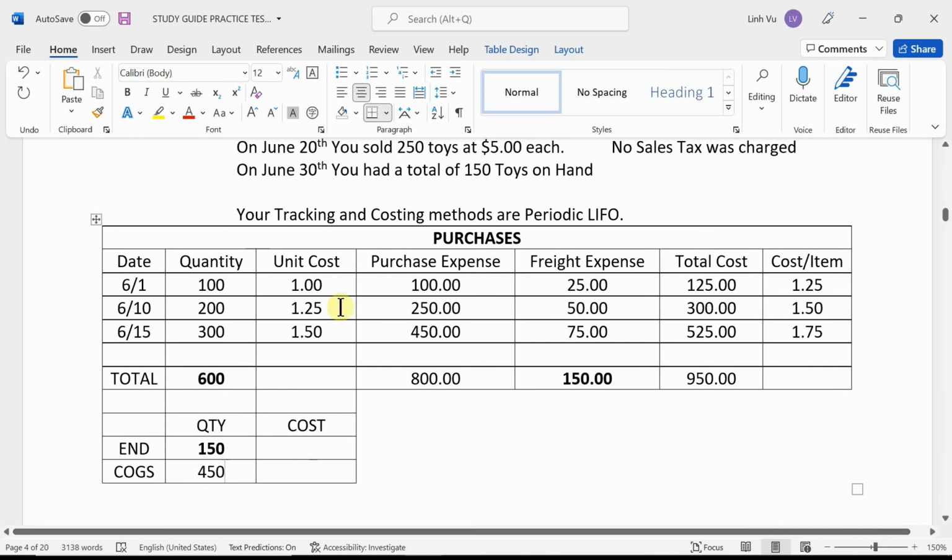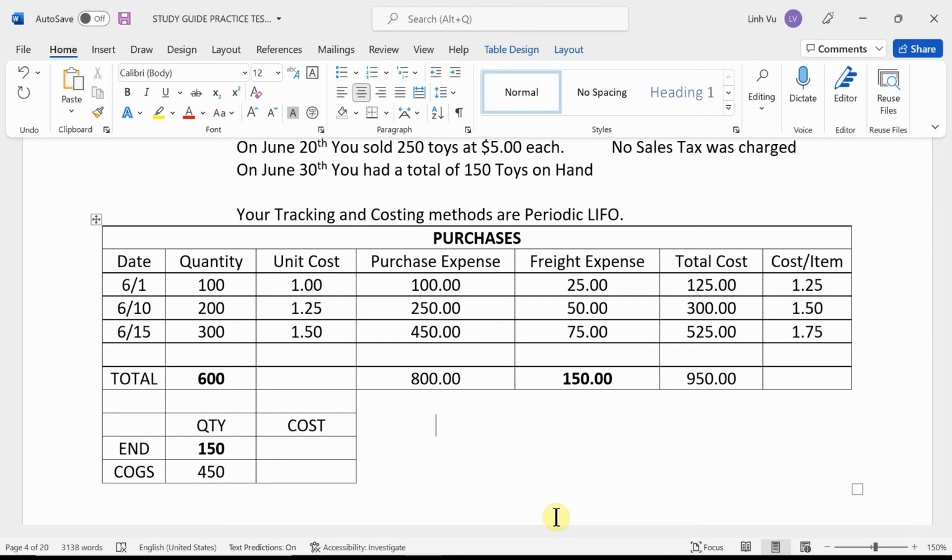Okay. So using LIFO, last in, first out, how would you calculate this? Which batch of inventory would you take out from first? The last one, right? For 300, at $1.75 each, which we know gave us a total of $525. We still need to sell how much more? 150. We still need to sell 150.